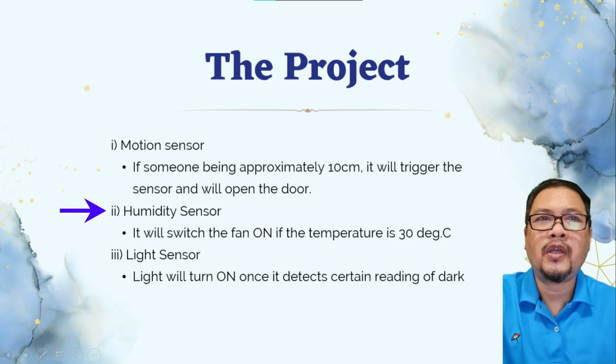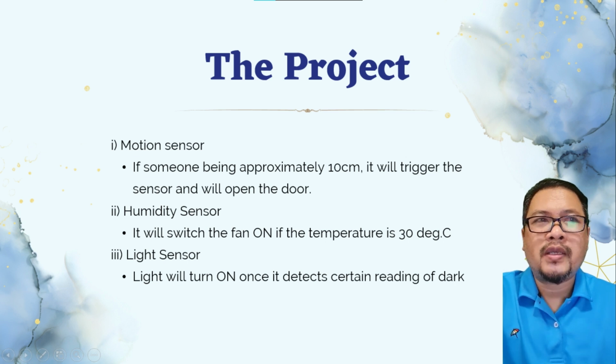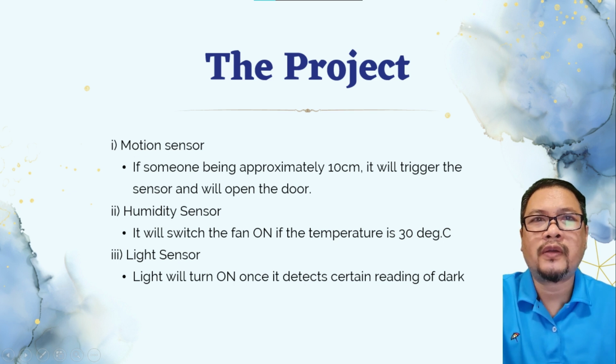Next, we have the humidity sensor. The sensor plays a critical role in managing the internal environment of a house. When the sensor detects that the temperature rises, it automatically switches on a fan, ensuring that the room stays cool and comfortable. Lastly, the light sensor is programmed to detect change in ambient light.